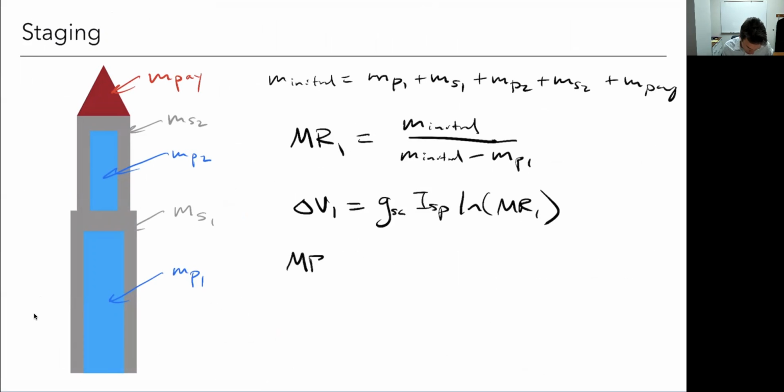Okay, now let's do stage two. What's the mass ratio for stage two? What's my initial mass? Take a second and write that down.